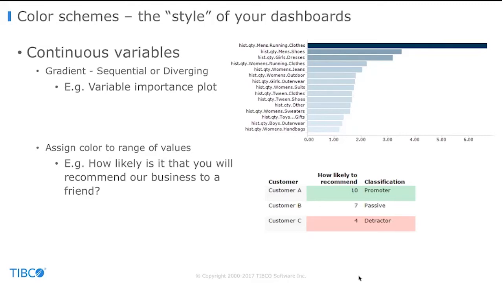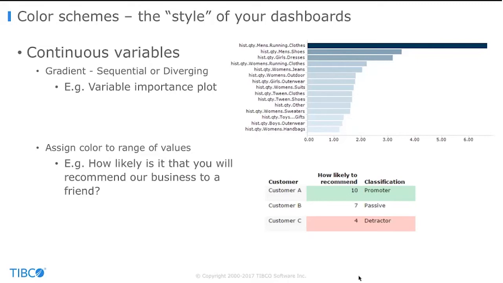So we just set the darkest shade to those most important variables. The higher the score, the more important the variable is, and then the gradient goes down, with the least important variables colored as the lightest. So in this case, you can see at a glance which are the most important variables in your predictive model. And then we can also assign color to a range of values for continuous variables.